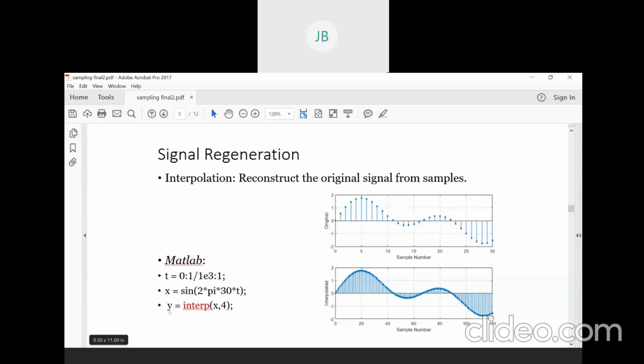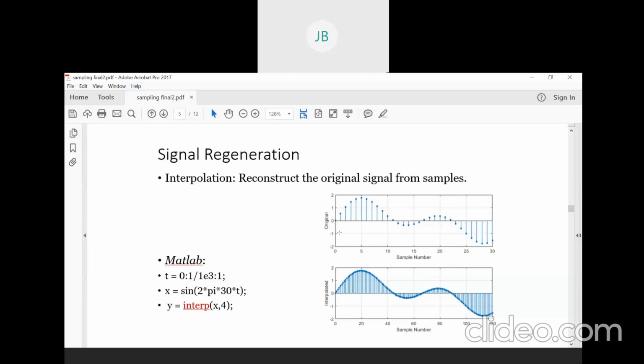And then we draw the output signal, that's a reconstructed signal y, that is equal to interpolation of x comma 4. So x is the sampled signal, x comma 4, and you can see the second figure here. The number 4 indicates that if the original signal X has some number of samples, then the reconstructed signal Y will have 4 times more samples than X, the sampled signal.